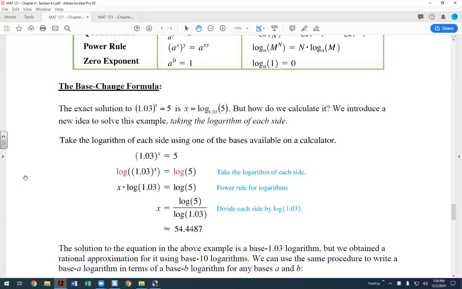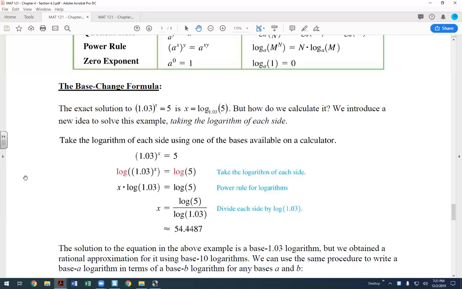So as you can see, we're starting out with our exponential format. We're taking a log on both sides of our equation here. And the reason I'm using log is that using the power rule, I can bring that x in front of my logarithm, divide both sides by log of 1.03, and now I can use my calculator to simplify log of 5 divided by log of 1.03, and we're getting an approximate answer of 54.4487.